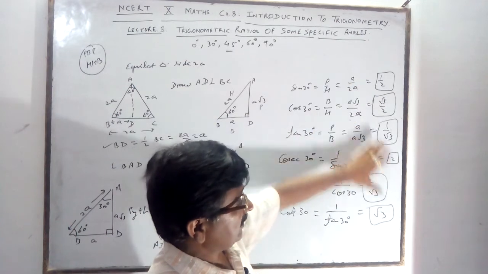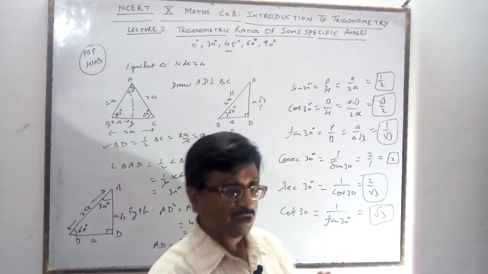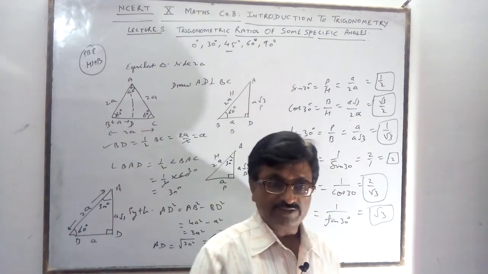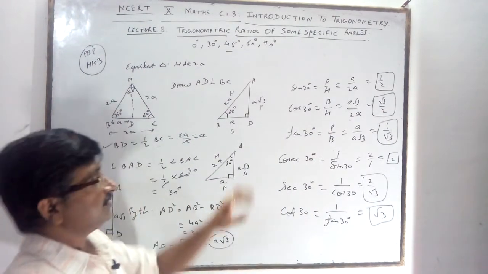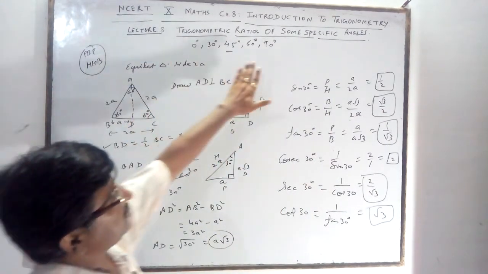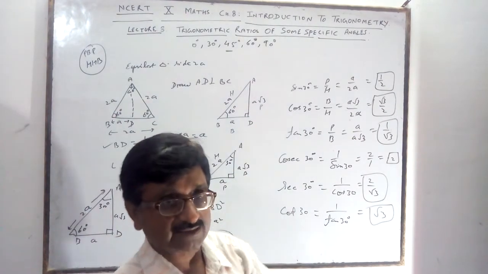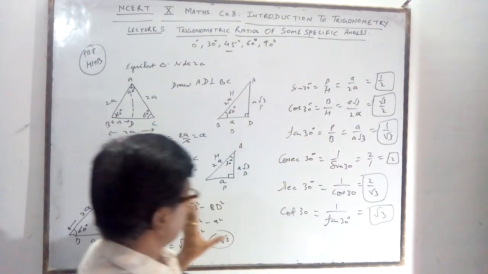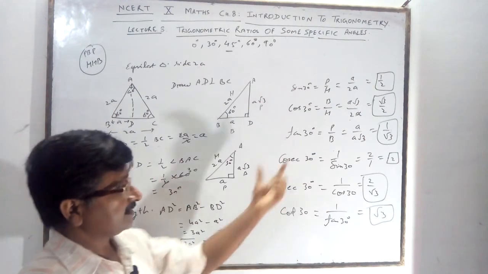So these values you write separately. I will tell you how you will write the table. Very easy. How will you write the table? You will get it. So 0 degree and 90 degree I will tell you in the next video. First of all, you find out this, write this and complete.